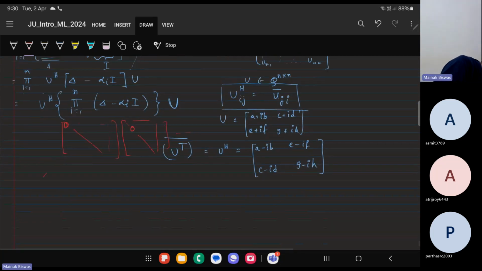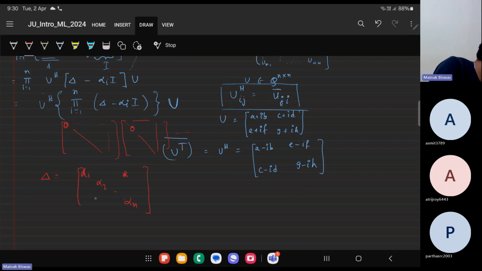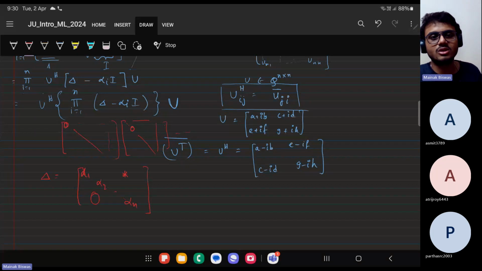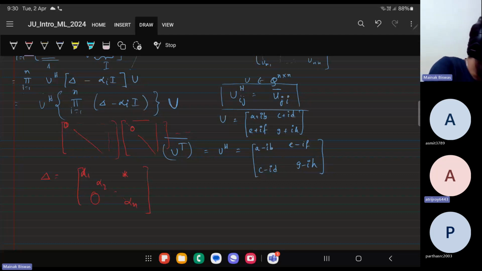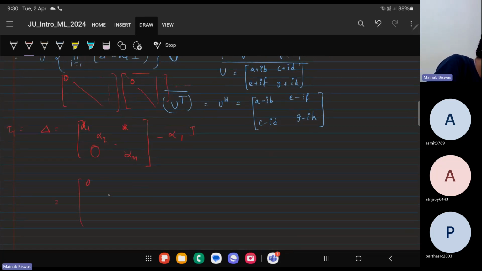So what is the value of the triangle matrix? It is alpha 1, alpha 2, dot, dot, dot, alpha n on the diagonal, and you have some stars on the top and zeros below. Is this clear? Good. So if I multiply, say this is the first term, term 1, I'll get 0, alpha 2 minus alpha 1, alpha 3 minus alpha 1, dot, dot, dot, alpha n minus alpha 1, some stars and zeros, yes or no?